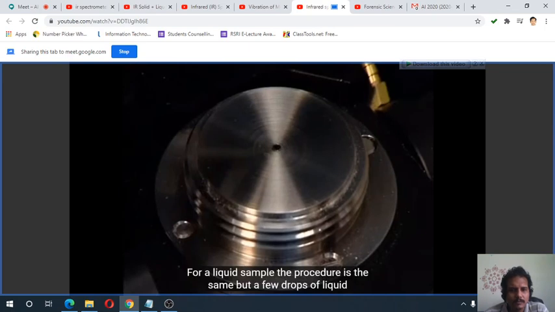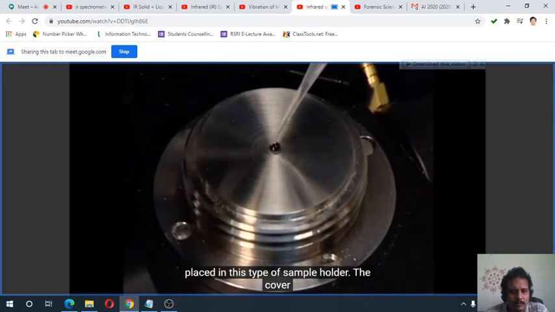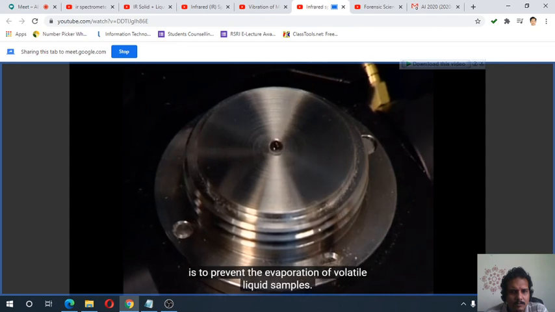For a liquid sample, the procedure is the same, but a few drops of liquid are placed in this type of sample holder. The cover is to prevent the evaporation of volatile liquid samples.